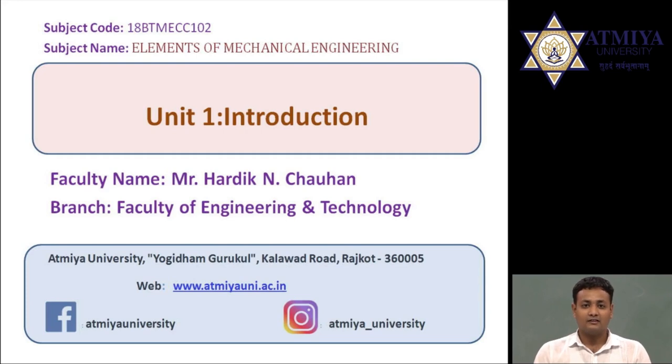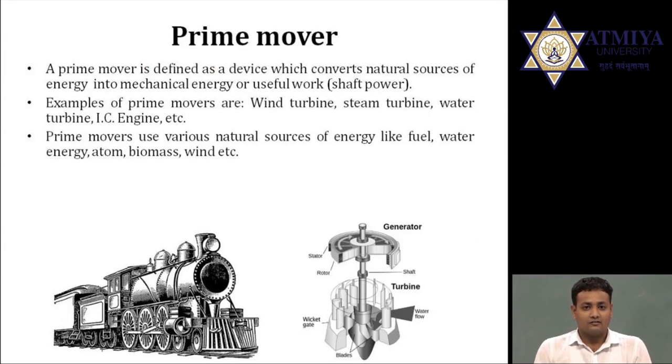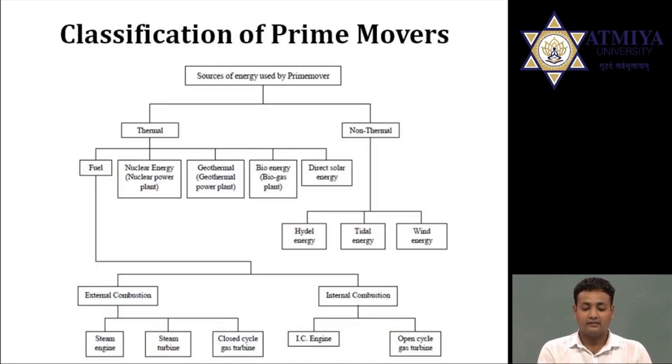Today we are talking about the elements of mechanical engineering subject, which is commonly used in all the branches. We are starting the first topic of our session, that is prime mover. It is a device which converts the natural source of energy into mechanical work. The examples of prime movers are wind turbine, steam turbine, water turbine, IC engine. The prime movers use various sources of energy like fuel, water, atom, biomass, wind energy, and so on.